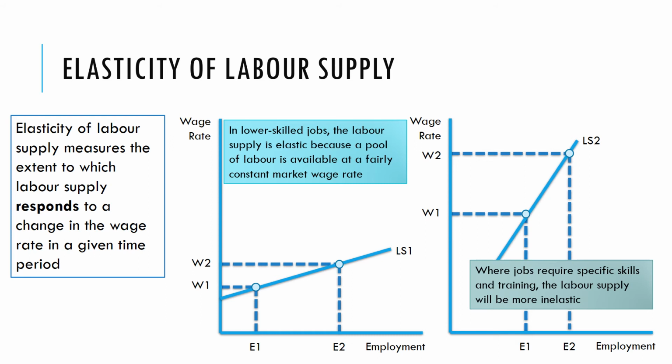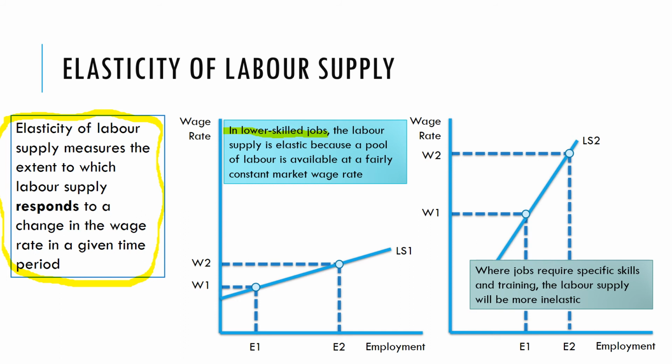So we've looked at the supply curve earlier, the extent to which people make themselves available for work depending on the wage rate, and this depends on the elasticity of supply. The elasticity of supply measures the extent to which labour supply responds to changes in a wage rate in a given time period. Typically in lower skilled jobs, the labour supply is more elastic because a large pool of labour is available at a fairly constant market wage rate.